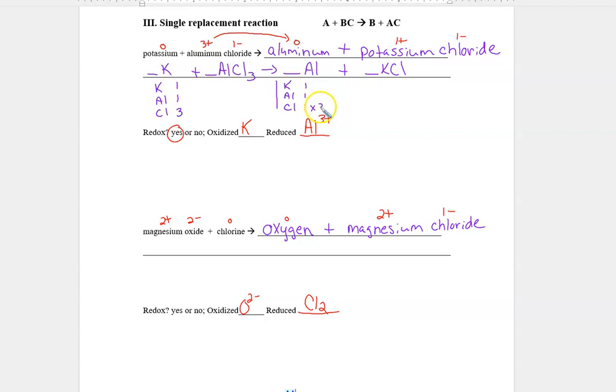The chlorine needs to get ×3. So that ×3, I need to find where chlorine is. So what else is getting ×3? That potassium is getting ×3. So I need to come over here and do ×3. So I need to put a 3 there. 3, 3, 1, 1, 3, 3. So these will just become 1s.